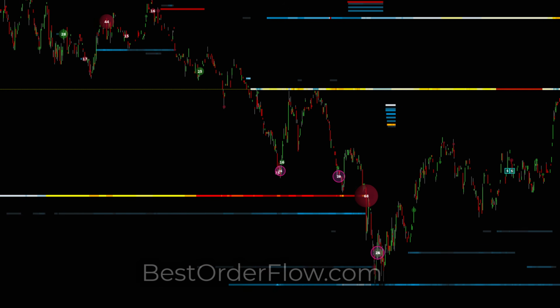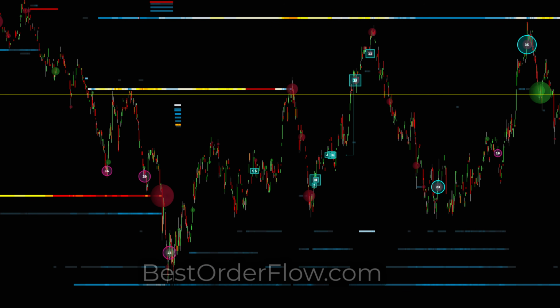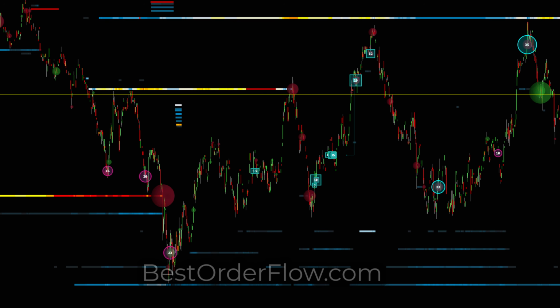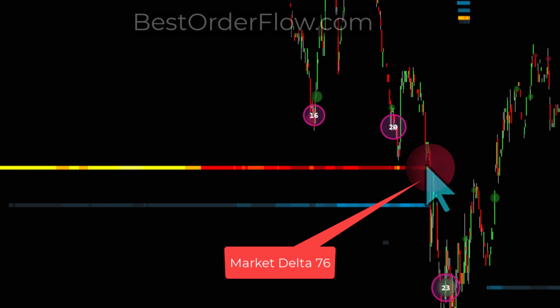Now, let me squeeze this chart and point out the liquidity. That is an indication, or a signal you can call it, to enter a long position. Now, as you can see over here, this is a large bubble. This is a delta, a market delta. Somebody is trying to sell a lot of orders right here, over 76 orders.